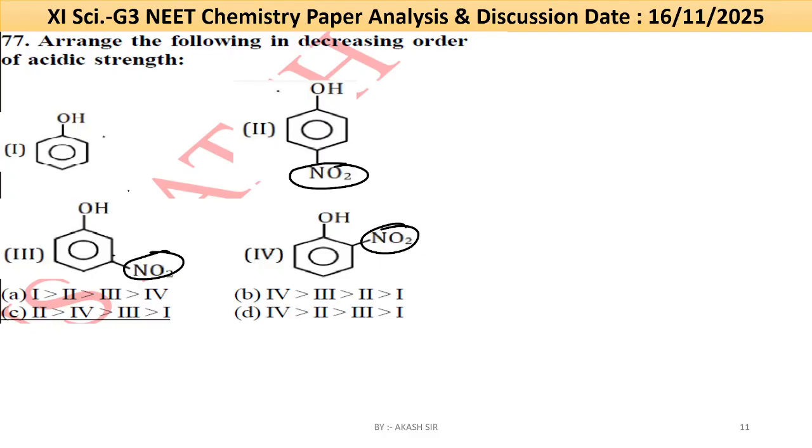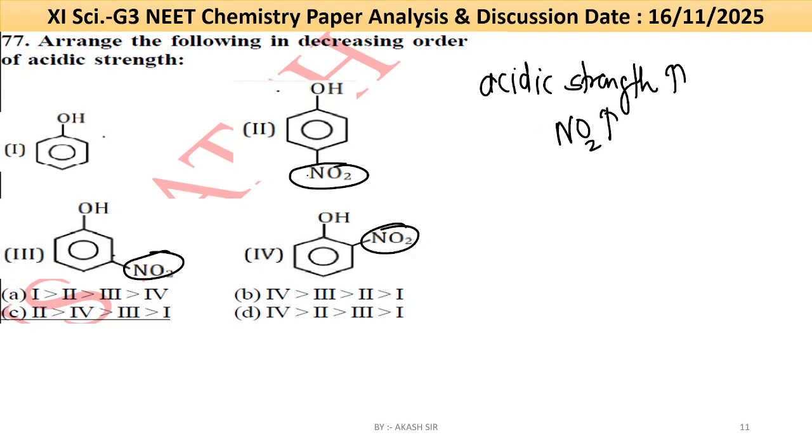Compound number 1 is phenol, no nitro group is present. Now compound number 2, paranitrophenol, nitro group is at the para position. Compound 3, metanitrophenol, nitro group is at the meta position, and compound 4, orthonitrophenol, nitro group is at the ortho position. The acidic strength increases with the presence of a nitro group. Here acidic strength increases, NO2 group increases here. Okay, ortho and para positions.